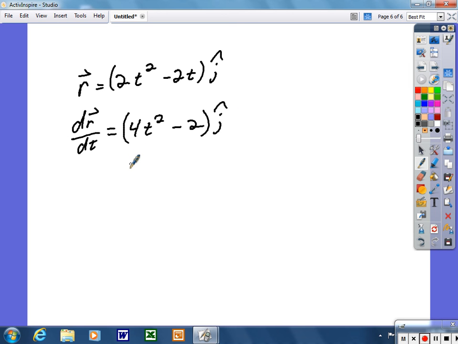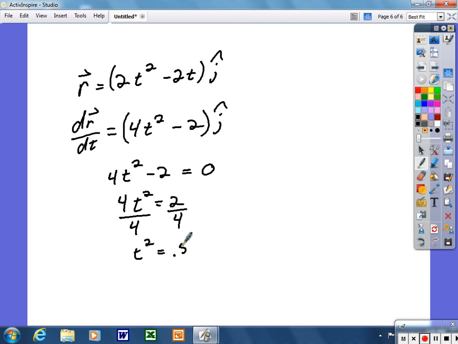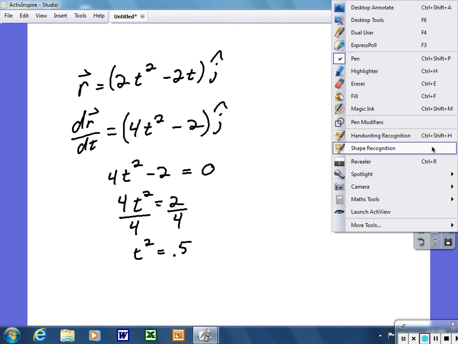All right, now let's figure out what our important points are here. So to do that, we're going to set this equal to 0. 4t minus 2 equals 0. Alright, so 4t, add 2 to both sides, equals 2. Divide both sides by 4. t equals 0.5. Now I'm going to use the aid of my handy dandy calculator here to get this figured out.